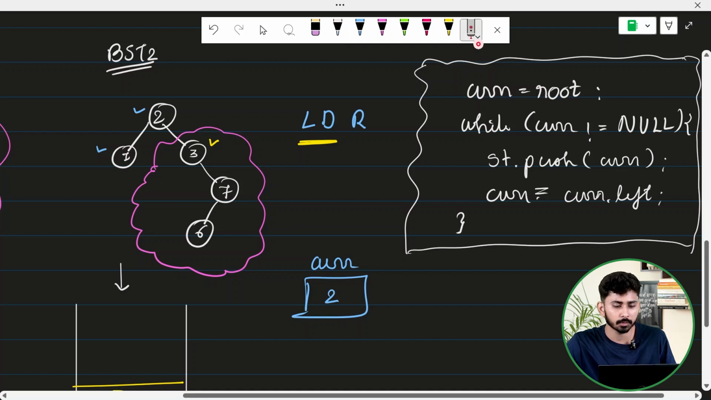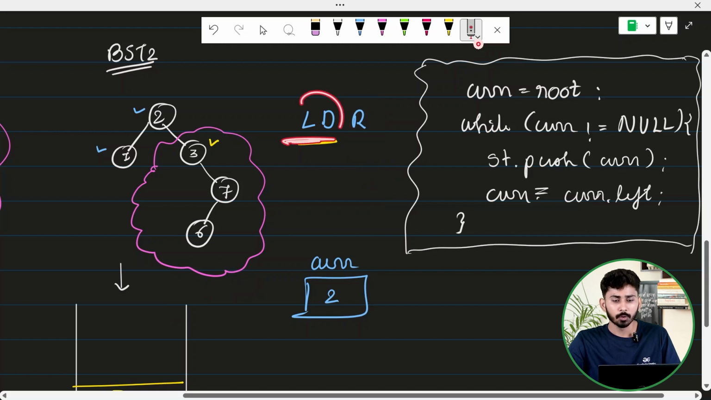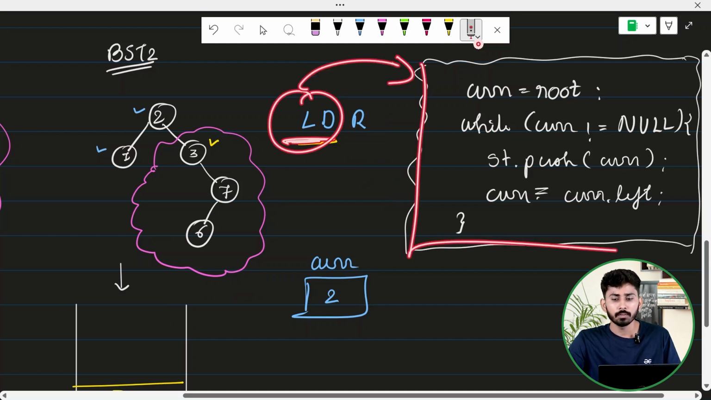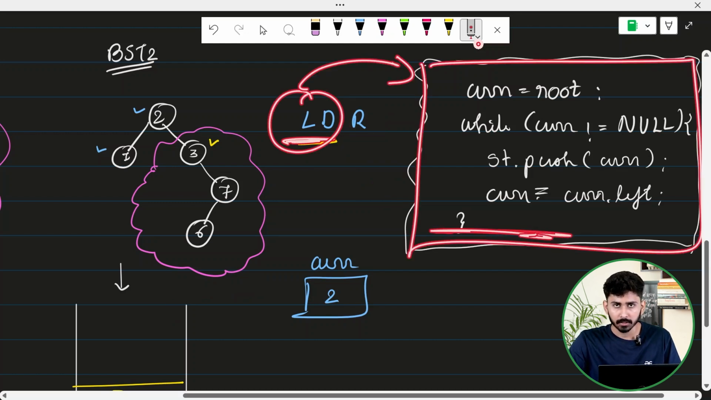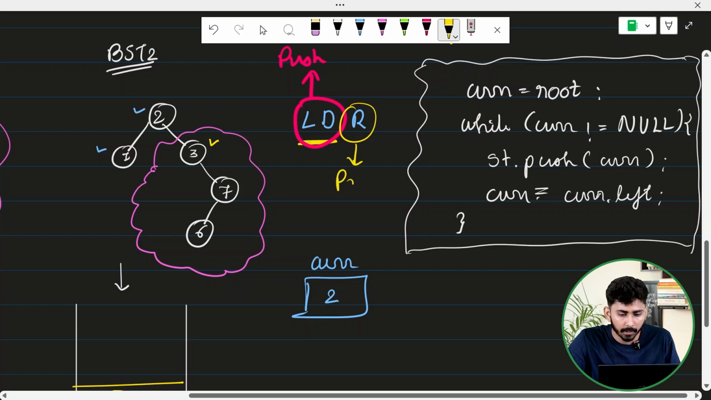Okay, so whenever the elements are popped from the stack, I only need to encounter the right subtree. So left and the root node are handled when we push the elements inside our stack, okay, and the right subtree will be handled whenever we remove the elements from the stack. So let me highlight this thing as well. So this will be handled whenever we push something inside our stack, and the right subtree will be handled whenever we pop the element from the stack.